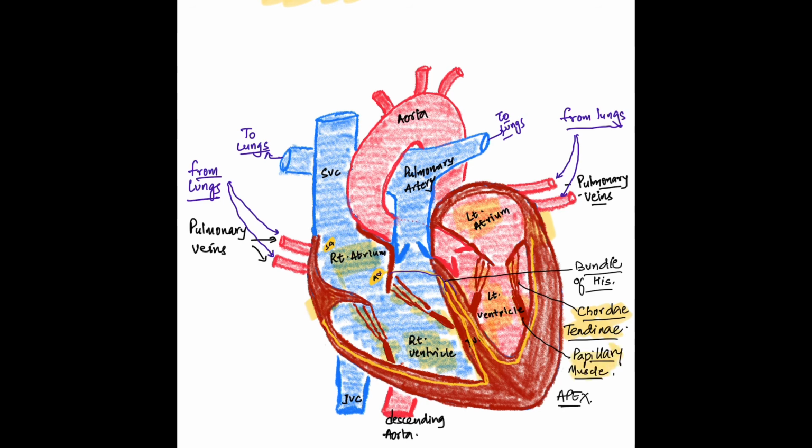The chorda tendinae are also attached to the papillary muscles. When ventricles contract, the pressure inside the ventricles increases, and this results in closing of the valves. This prevents backflow of blood into the atrium. When the valves are closed, the papillary muscles also contract and the chorda tendinae become tight and prevent these flaps or the cusps of the valves from bulging into the atrium.